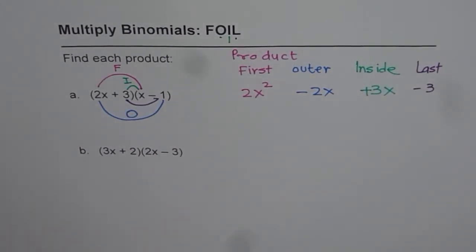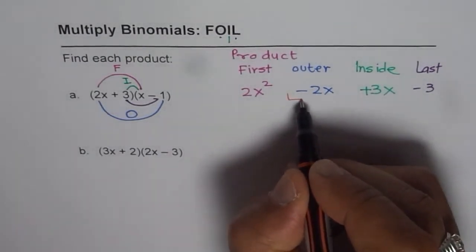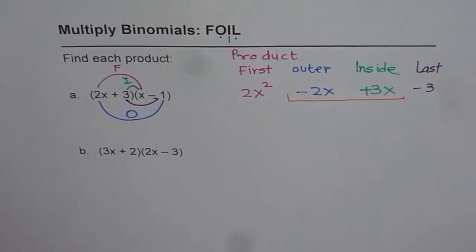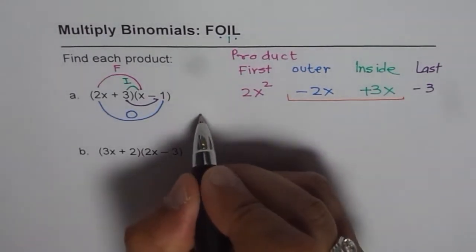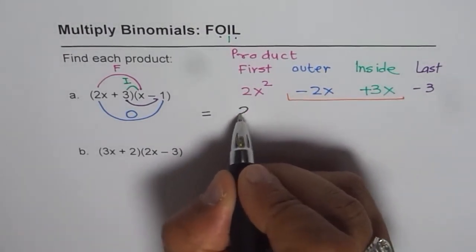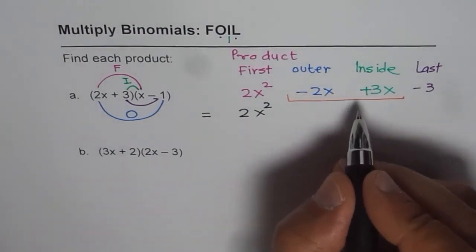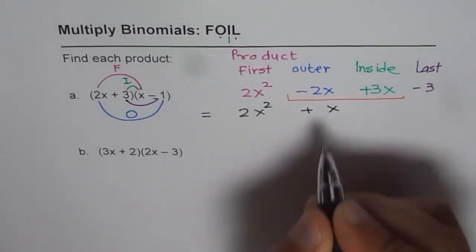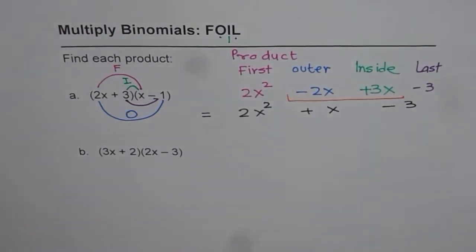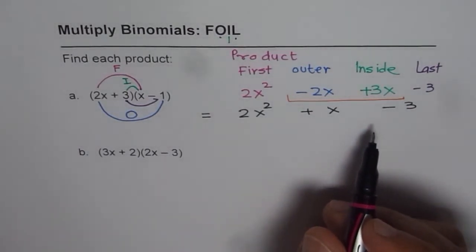Now what we need to do here is combine like terms. These are two like terms which should be combined before writing the answer. So we get our result as equal to 2x squared, and when you combine minus 2x with plus 3x, you get plus 1x. So we write plus x minus 3. So that is how you can find the product of binomials using the distributive property and FOIL, to explain you the steps. Now let us follow these steps once again and quickly do the second one.